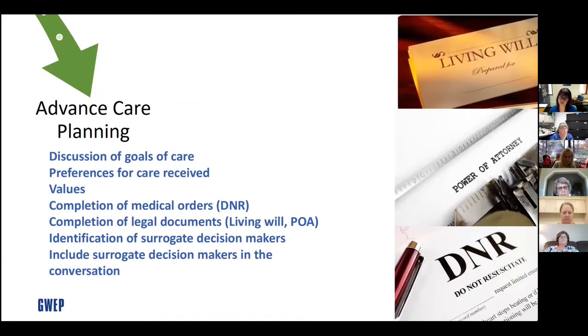And then advance care planning should be part of this. And advance care planning, right, it's not a one and done type of thing. This really should be a conversation, and it should be a conversation that we all have with our patients or clients, regardless, or especially because of our different roles.